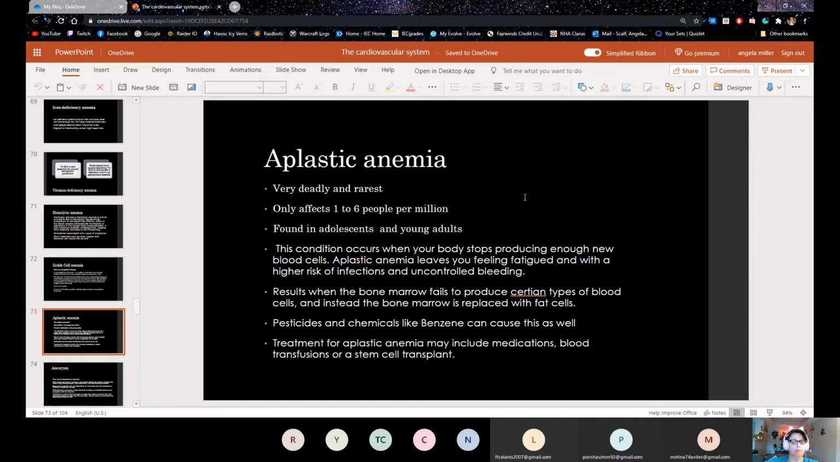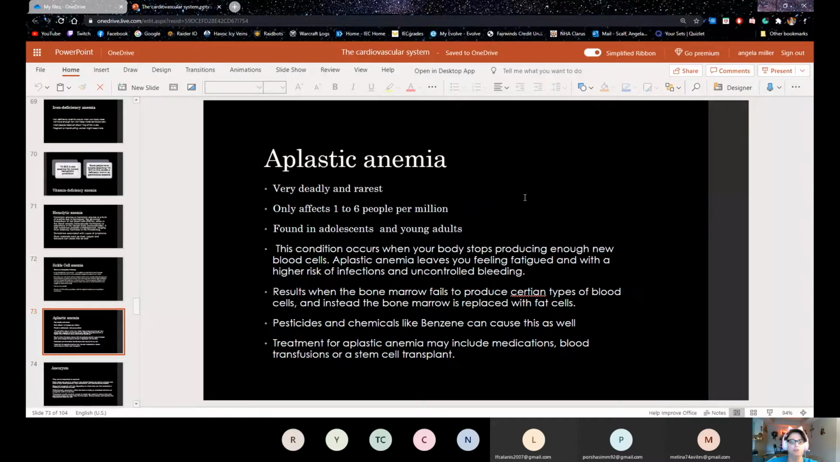Aplastic anemia is deadly, and it's the absolute rarest, okay? Basically this happens when the body stops producing blood cells. Aplastic anemia is where you literally feel like you're dying.